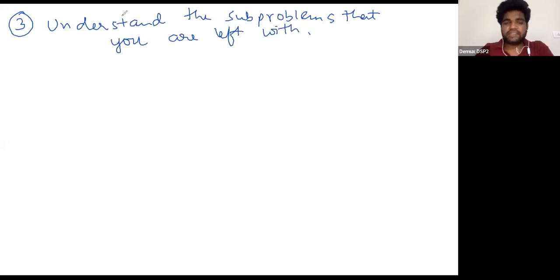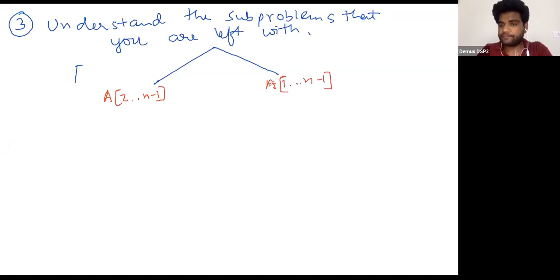So the next thing is we want to understand the sub problems that you are left with after you have made the decision. So let's see. You had two types of decisions that you could have made here. One was to include it. If you are including it, you are left with array 2 to n minus 1. If you are excluding it, you are left with array 1 to n minus 1. So the sub problems that you are left with are this and this.